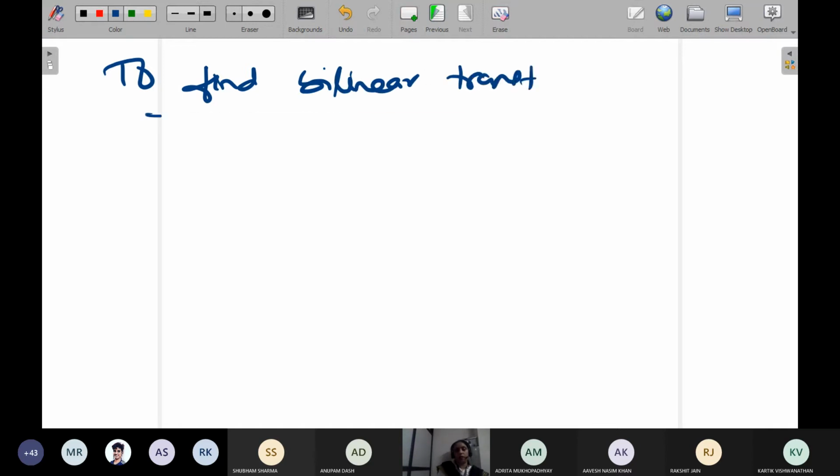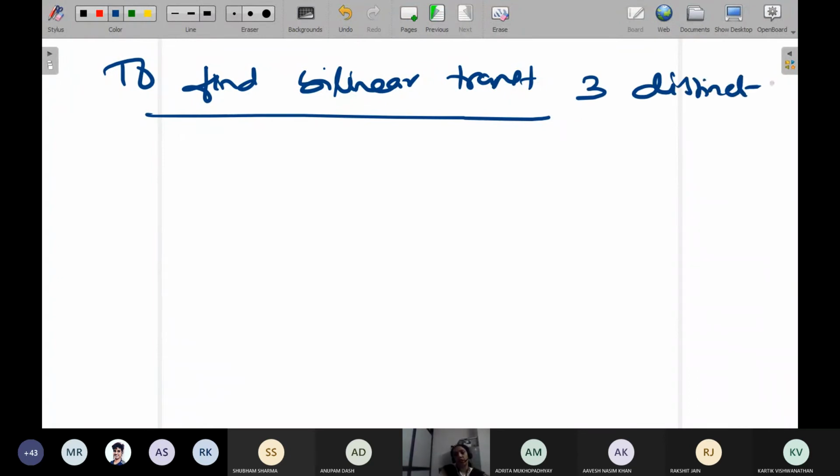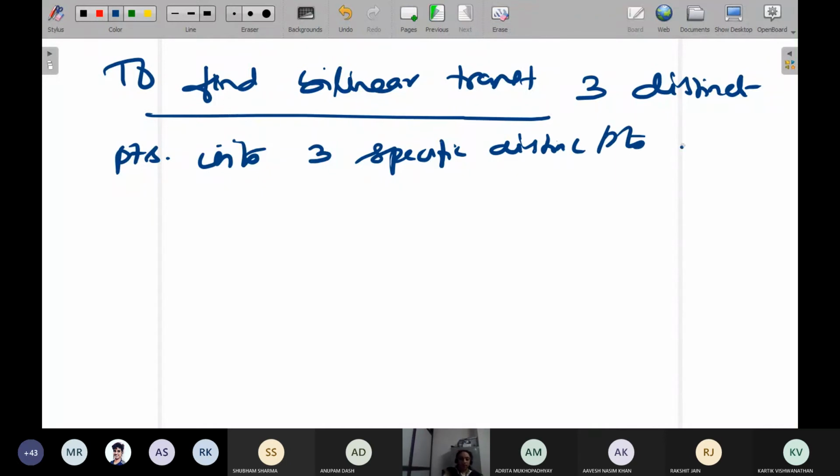To find the bilinear transformation which transforms three distinct points into three specific distinct points. Okay, to find the bilinear transformation which transforms three different distinct points into three specific distinct points.